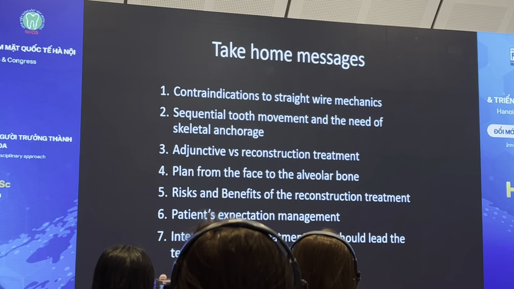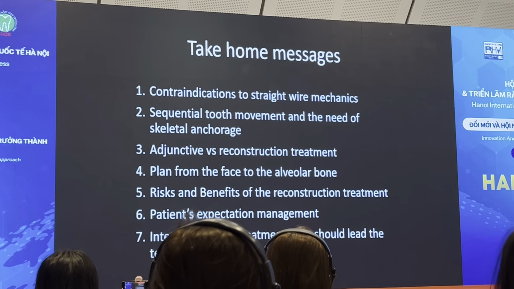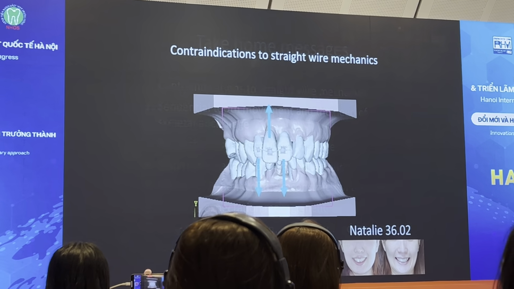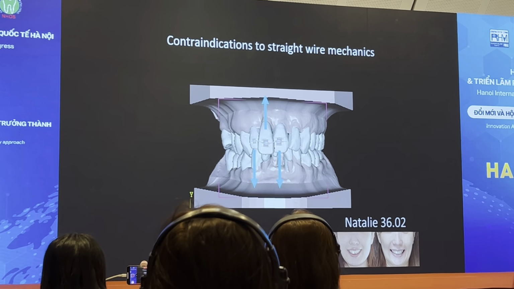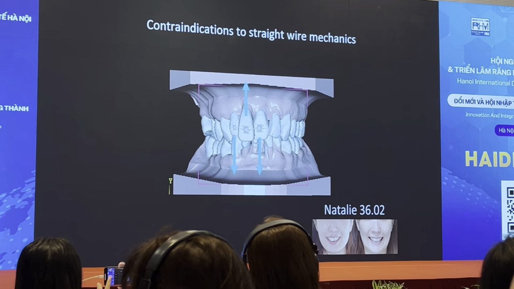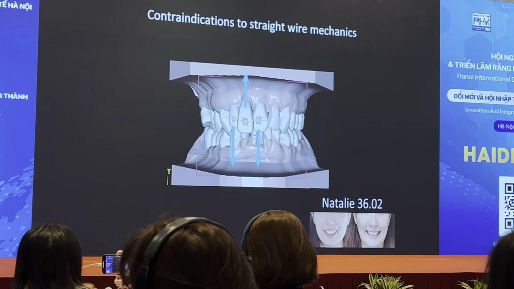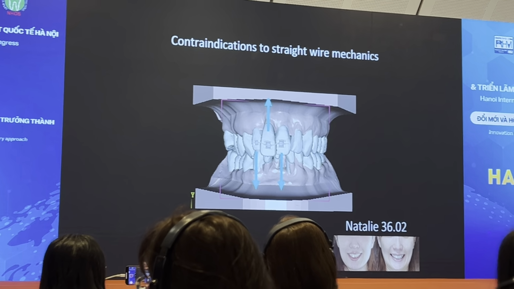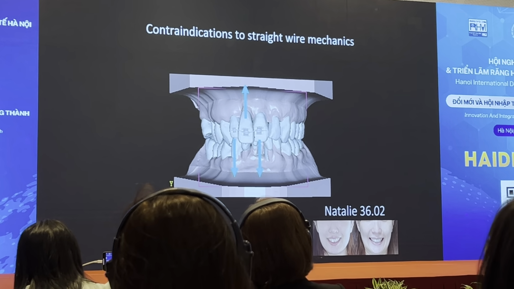So what are the points which I want to deliver through these cases? First, many of these adult cases have compromised periodontal condition. For Natalie, her treatment was contraindicated to straight wire mechanics. What was the reason for that?